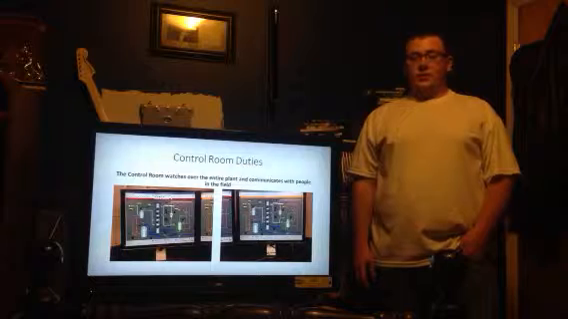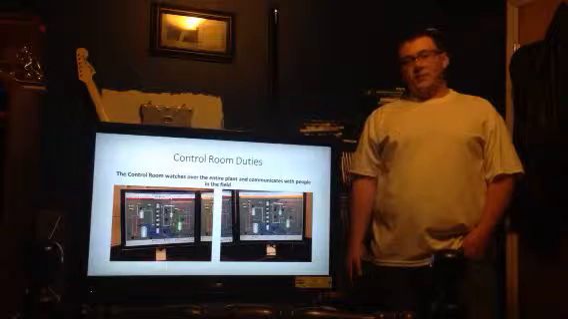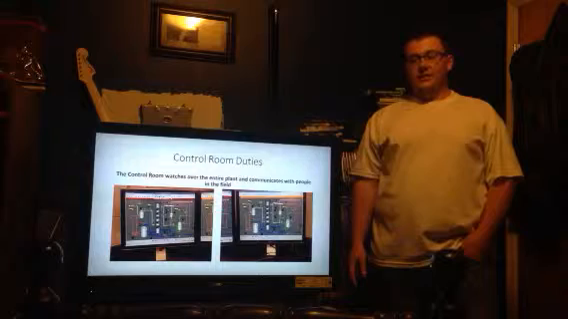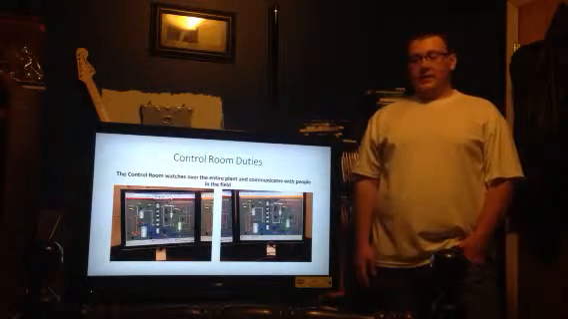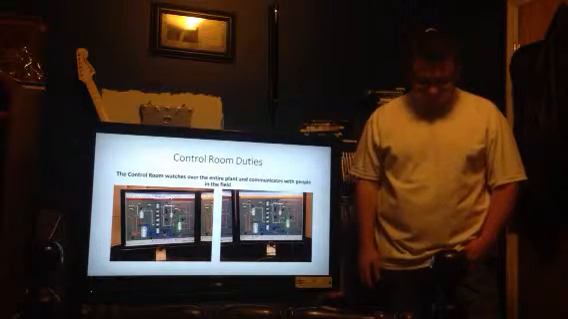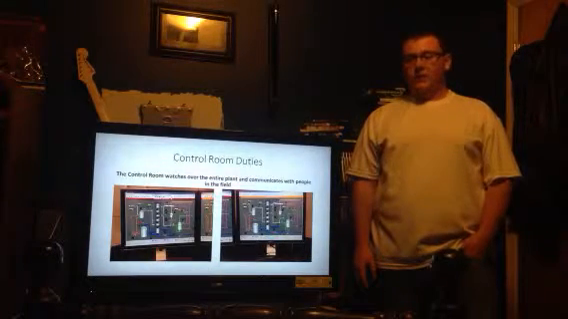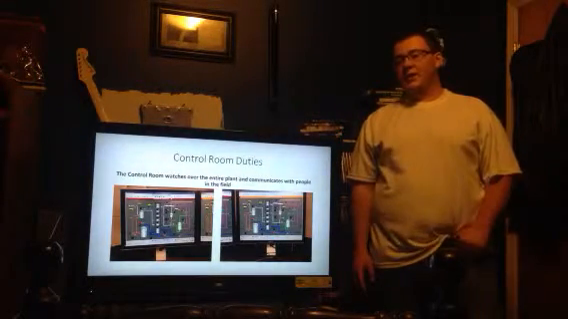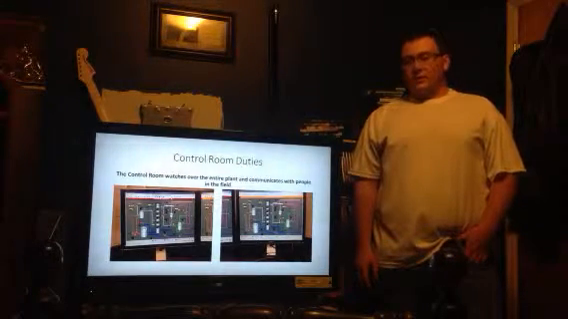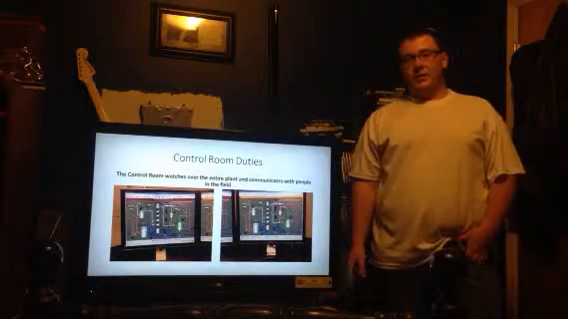First, I'm going to go over control room duties. The people in the control room are usually separated from the plant, and they don't really see anything on the plant. All they see are these computer screens, and that is how they tell what to do. The control room watches over the entire plant and communicates with people in the field. They watch these computer screens, they watch the level indicators, the temperatures, and decide what to do and when to do it.